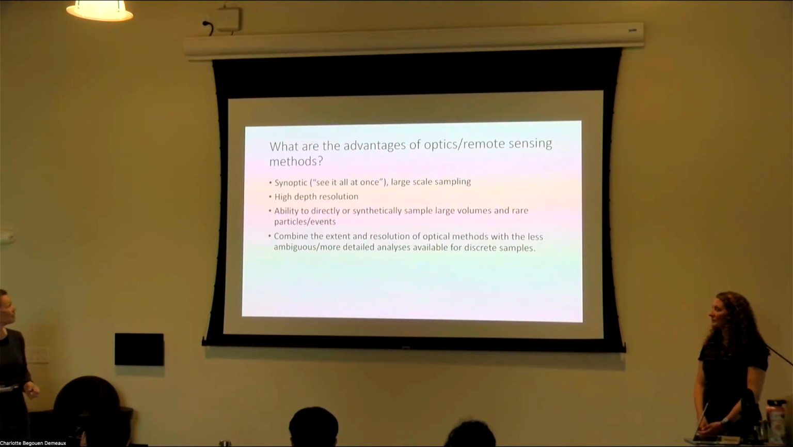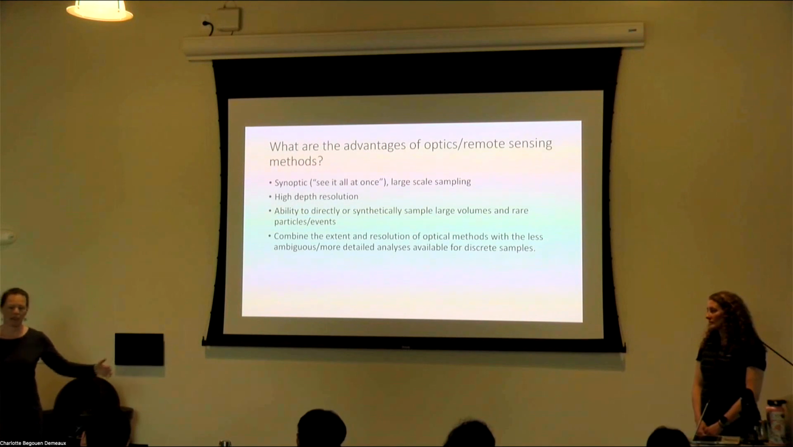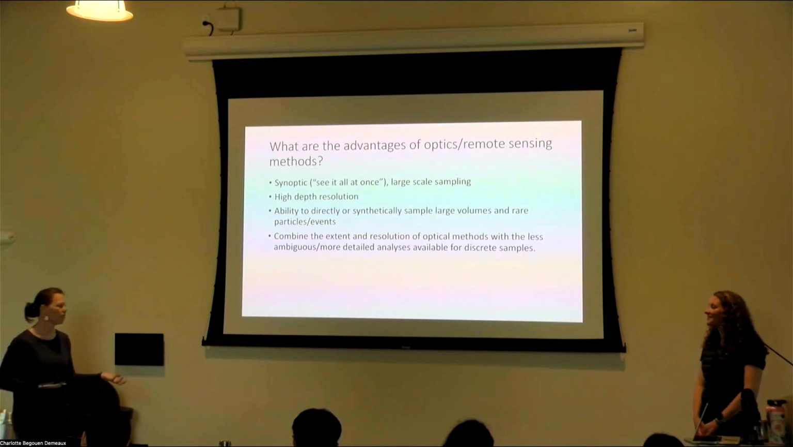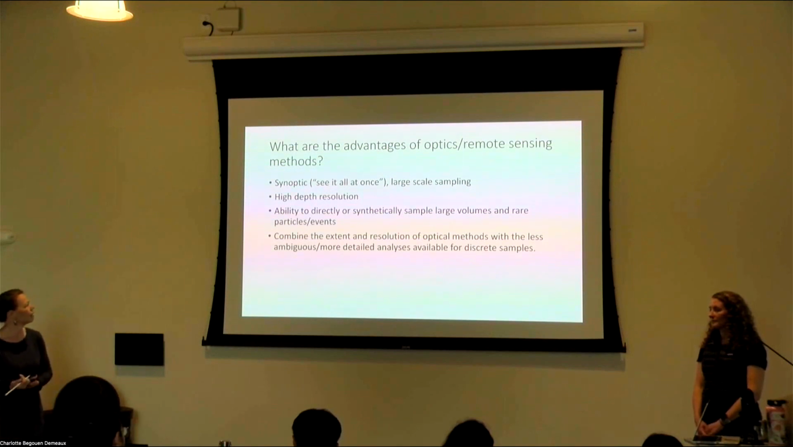And with remote sensing, and some of these optical sensors, you can also either directly or synthetically, by adding up a lot of images or a lot of samples, scale up your sample volume. So if you've got something rare that you're trying to access, like a type of particle that there just aren't that many of, you can use sensors like this to scale up and start to do a better job of quantifying the kinds of rare particles.